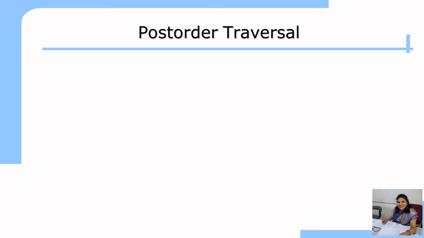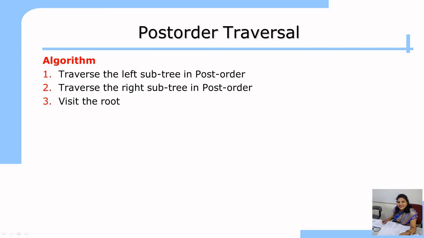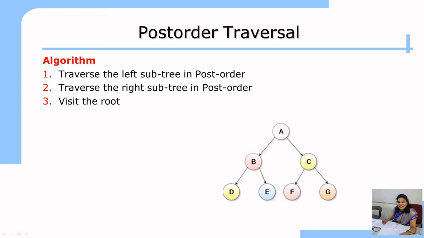Next is the post-order traversal. So this is again a recursive function, for the post-order. This algorithm is LRV. Traverse the left subtree in post-order, traverse the right subtree in post-order, and visit the root. So L, R, and V. Let us apply this on each and every node of the binary tree. So LRV, we write down LRV, the algorithm, at each node.